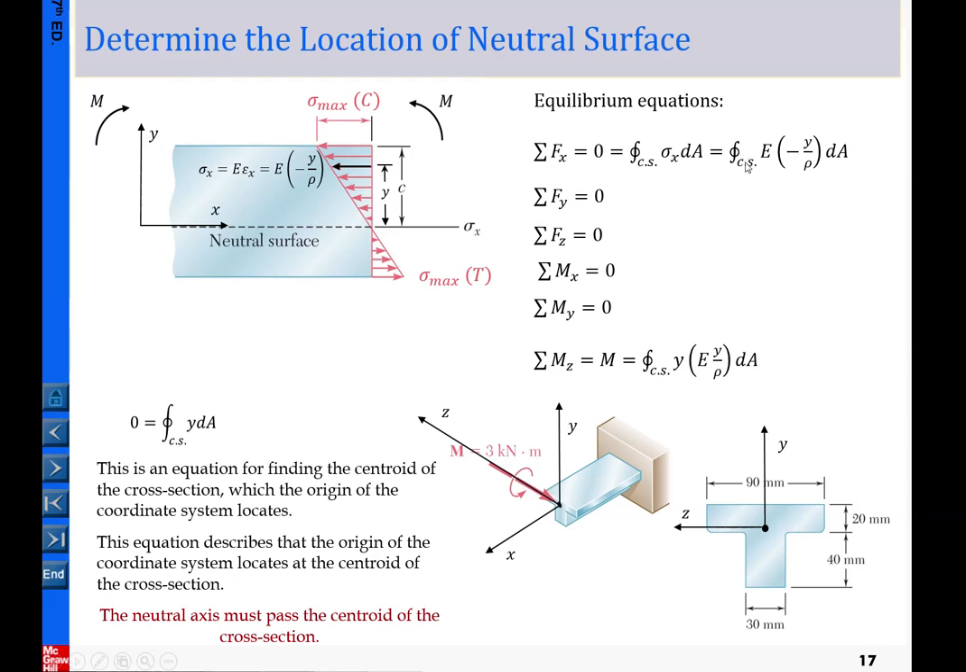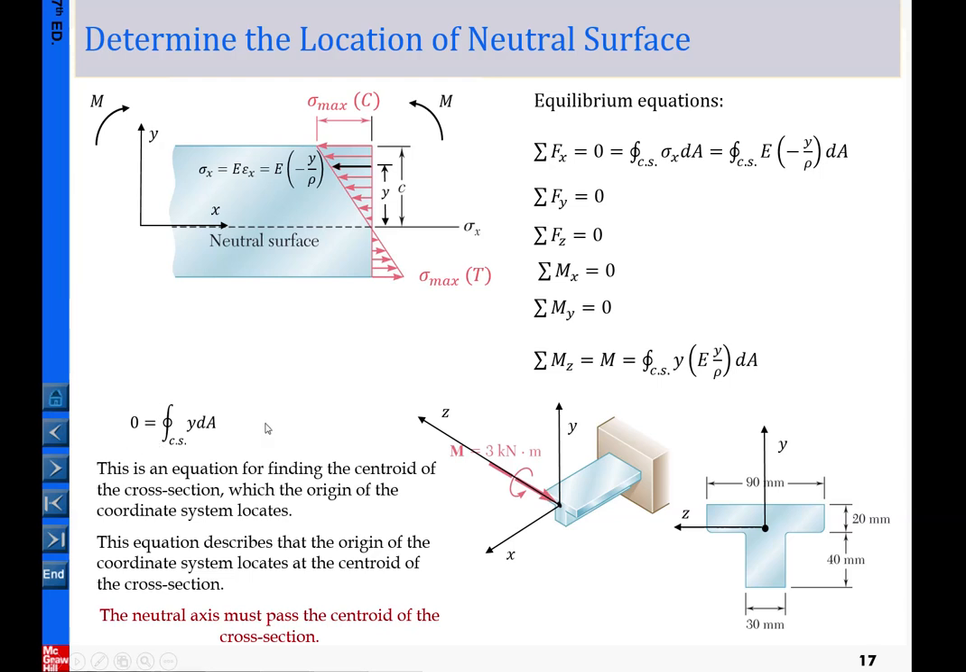Look at this quantity here. E is a constant, and rho is the radius of curvature, which is a constant, although it's unknown yet. So basically this equation can be equivalent to this one. This equation is simply saying that if we place the origin in the neutral axis, from where y is measured, then this integral is equal to 0.